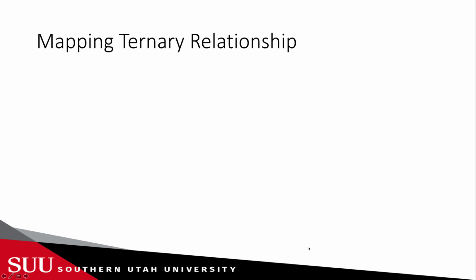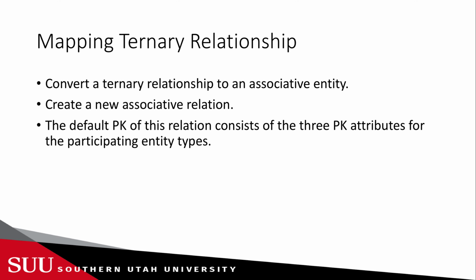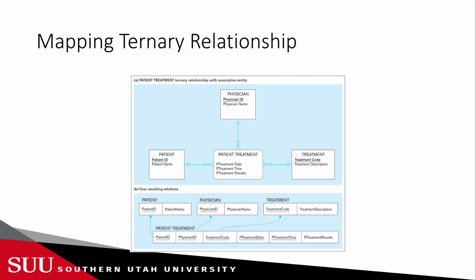Now let's look at the ternary relationship case. We will start by converting the relationship into an associative entity. We will create an associative relation, obviously, for that. But in this case, remember when we had an associative entity, we had the keys of the 2 participating entity types as the primary key. Now we will have 3 participating entity types, so we'll have the 3 primary keys as a composite key. So let's look at an example.